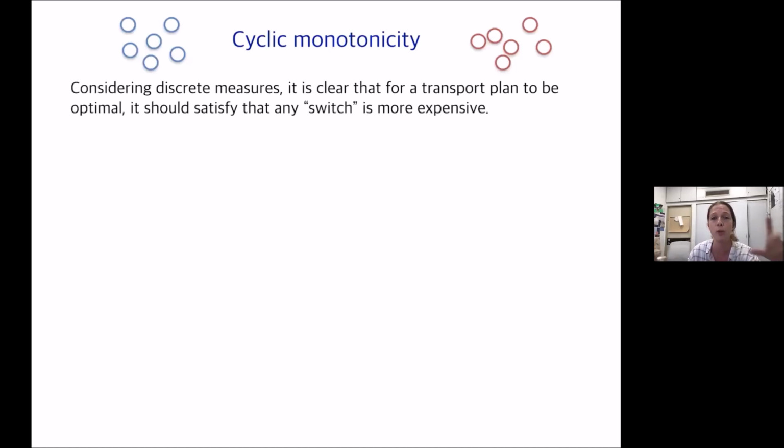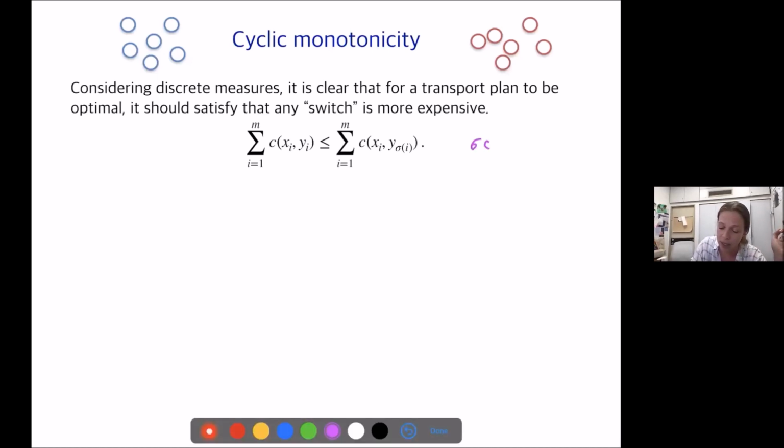Okay, and not only if you switch between two, but in any permutation you do to your plan, it's just going to cost you more. So more formally, I write it like this. For any finite number of points (xi, yi), i from 1 to m, if I take some permutation sigma on 1 up to m, and I change it, so that instead of mapping xi to yi, I map xi to y sigma of i for all i, then it's going to cost me more. So this is a very natural condition for optimality, that this has to happen.